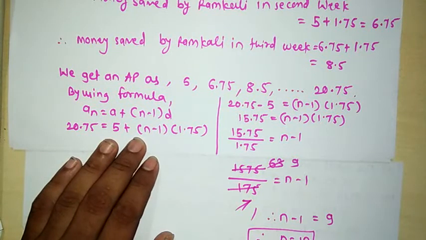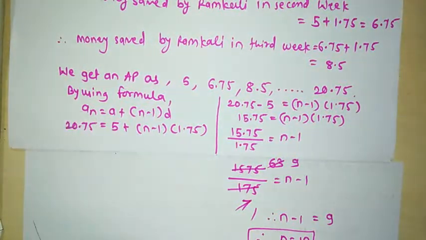From this we can say that 10th week saving will become rupees 20.75. Therefore Ramkali saved rupees 20.75 in the 10th week.